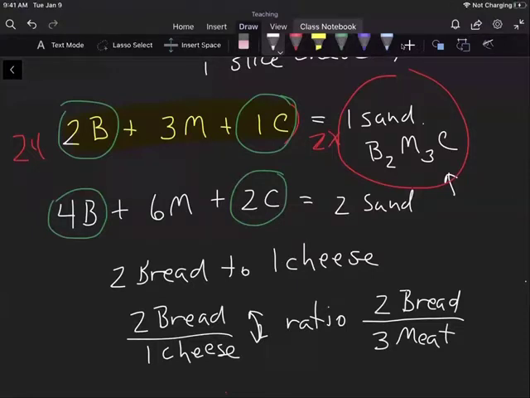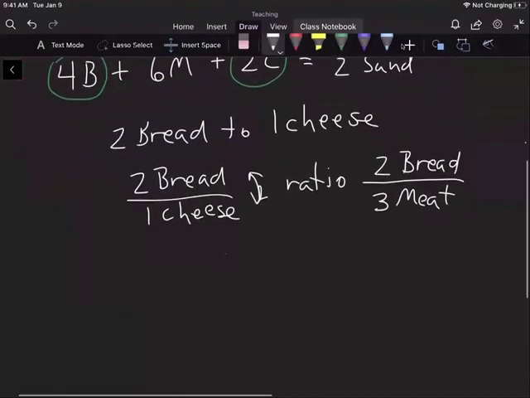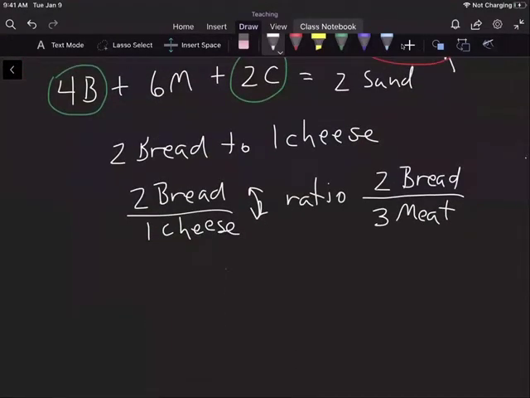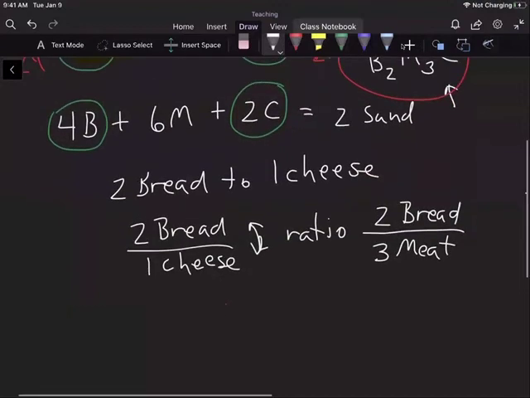Okay. All right, so we make our sandwiches for our friend. We need the amounts that we showed before: 4 bread, 6 meat, 2 cheese to make 2 sandwiches.